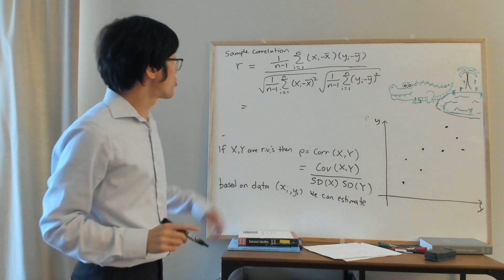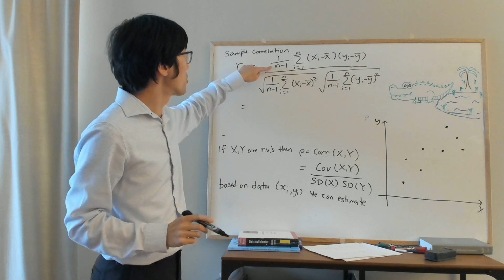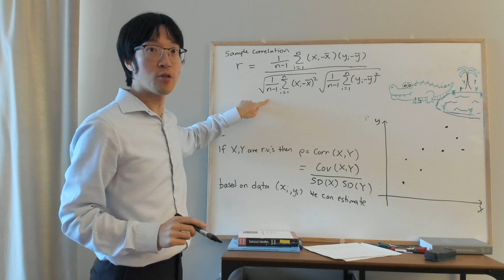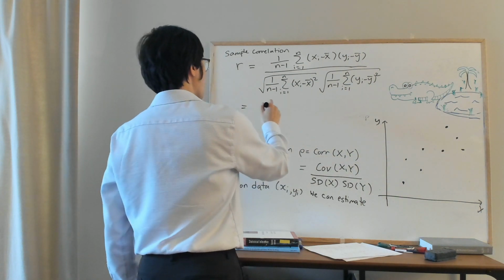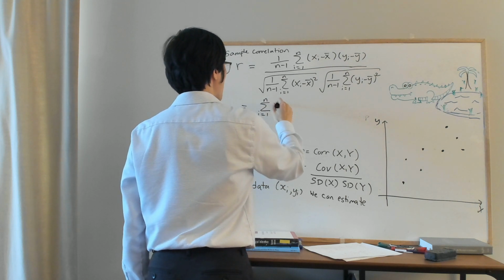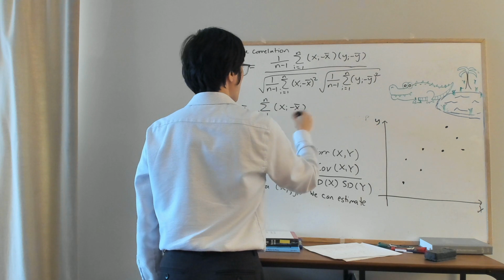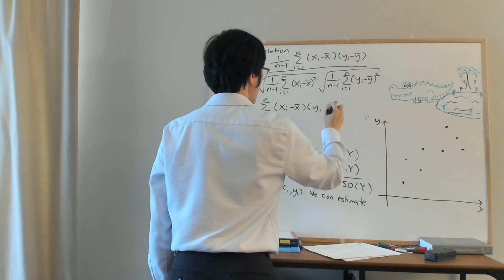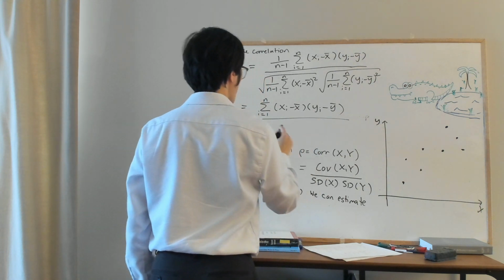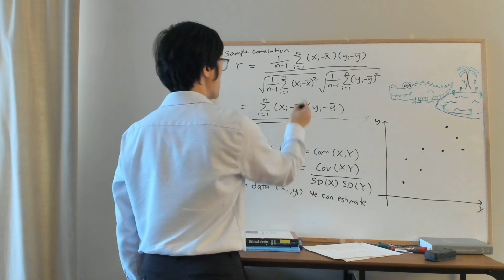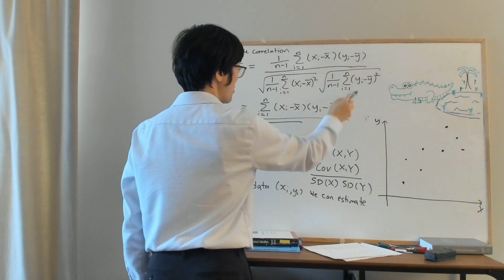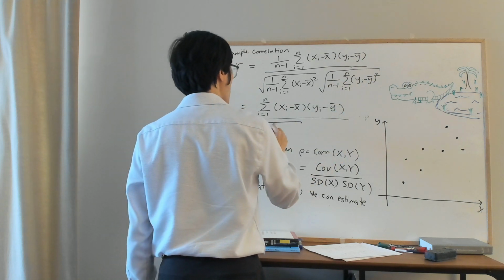Okay, so this expression simplifies a little bit, so we can cancel out an n minus 1 from the top and bottom. Then we are left with this top part, which is the product of the x terms and the y terms, and on the bottom we have the square roots of this sum of squares term involving x, and then a sum of squares term involving the y's.